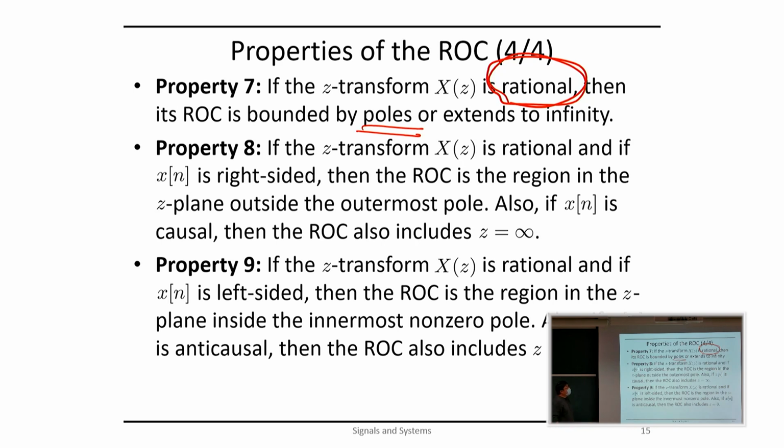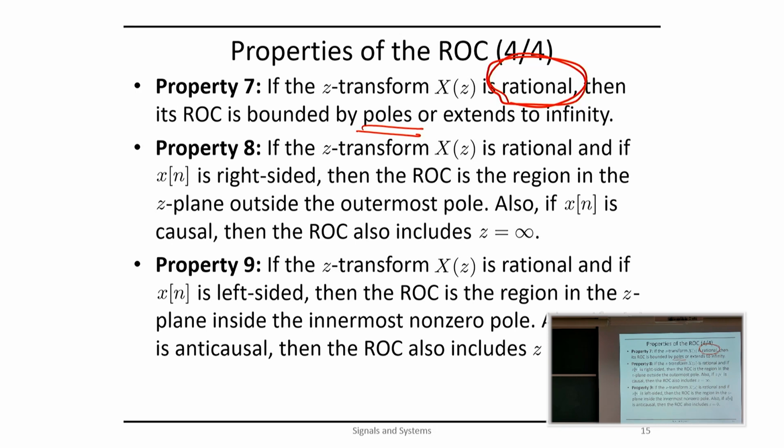So if X of z is rational and is a right-sided signal, then we already know that in the general case, the ROC is the exterior of a circle. But what this tells you is that if it is rational, then it must be outside the outermost pole.